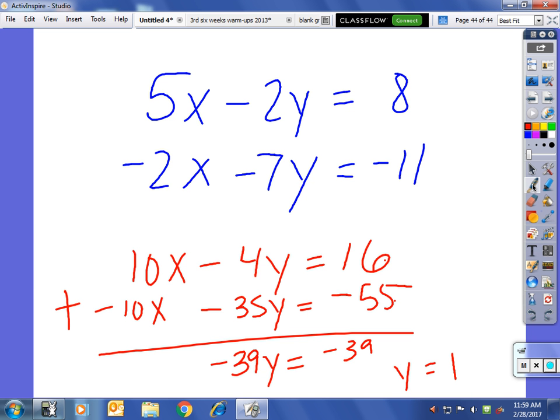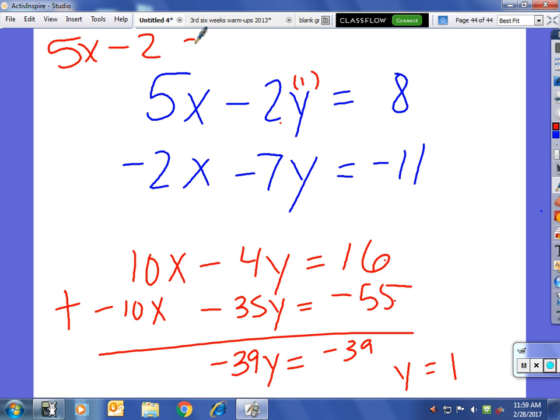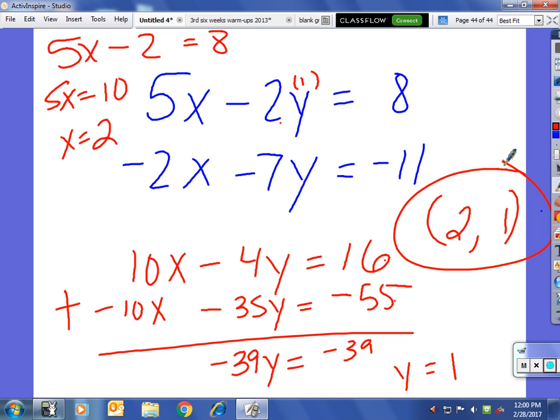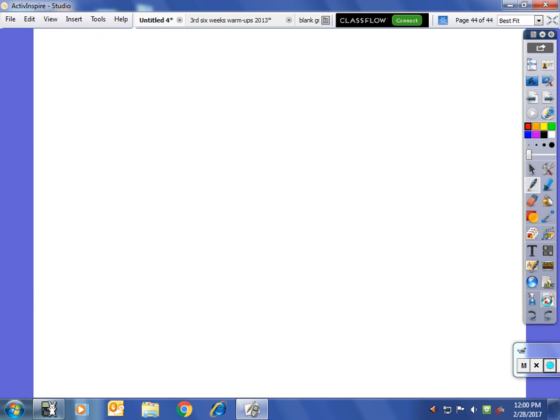Okay, I'm going to put it into the top equation. I'm going to put a 1 in for y. So now this becomes 5x minus 2 times 1, which is just 2, equals 8. Add 2 to both sides, 5x equals 10, and 10 divided by 5 is 2. So what's the answer to this problem? 2, 1. This time I found the y value first, so just make sure you put them in the right order. And it doesn't matter which one you find first. Okay, that was number 4, right?